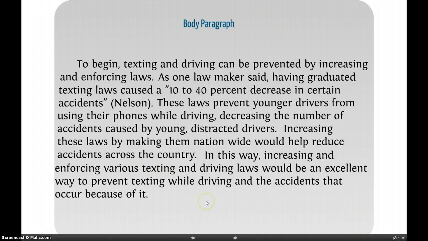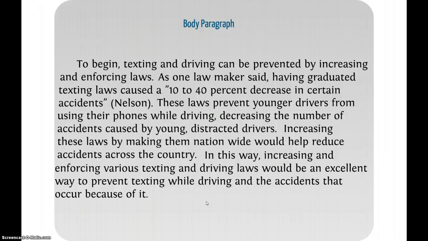But to begin, texting and driving can be prevented by increasing and enforcing laws. As one lawmaker said, having graduated texting laws caused a 10 to 40% decrease in certain accidents. These laws prevent younger drivers from using their phones while driving, decreasing the number of accidents caused by young, distracted drivers. Increasing these laws by making them nationwide would help reduce accidents across the country. In this way, increasing and enforcing various texting and driving laws would be an excellent way to prevent texting while driving and the accidents that occur because of it.